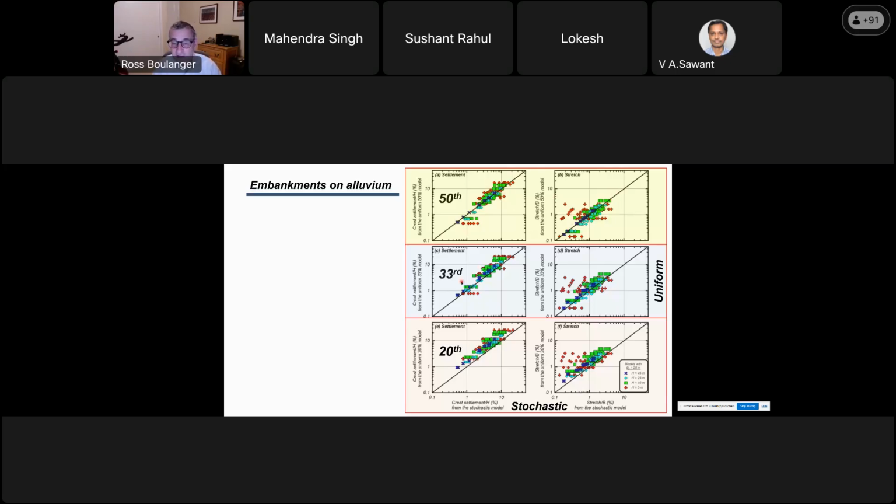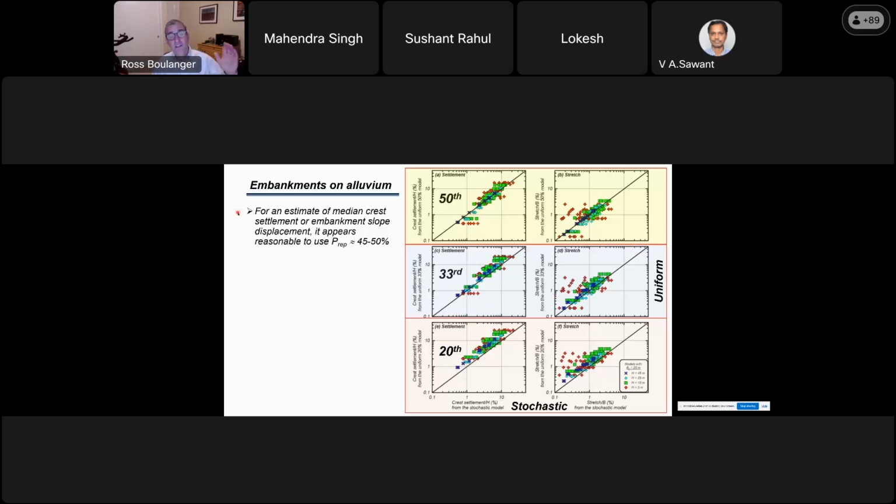Now, if instead you wanted to be a little more conservative and you use, say, the 33rd percentile properties, you see that the uniform model with lower properties will all give more movement, so the points just shift upward a bit. And now you see relatively few points below the line. This gives you a more conservative set of answers. Same over here for stretch. And if you did the 20th percentile property, you move the majority of the points over the line, and now you'd be even more conservative. So it really depends on what you want to get.